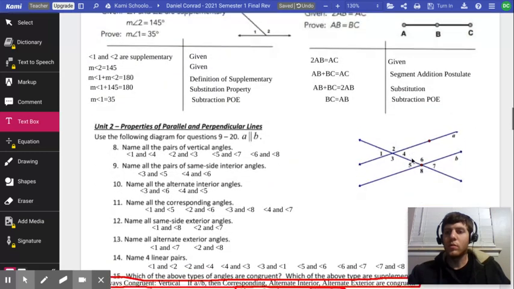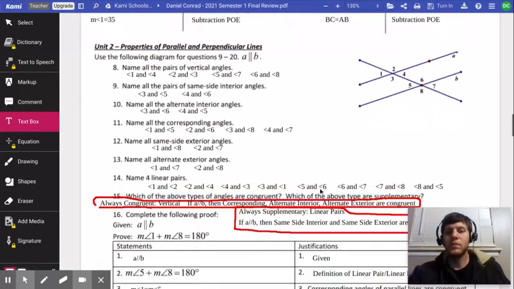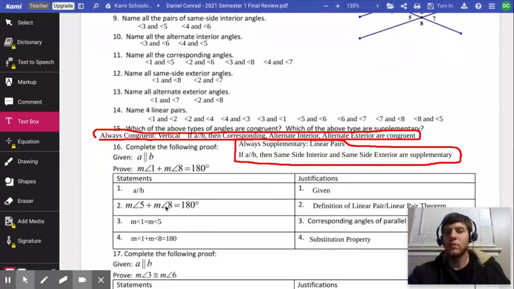Okay, so the lines are parallel, that's given. We know 5 and 8 are a linear pair, so they add up to 180. So the measure of angle 8 plus the measure of angle 5 equals 180. And then since the lines are parallel, 5 and 1, the corresponding angles are congruent. So we know the measure of angle 5 equals the measure of angle 1. So then we can substitute that into our first equation here, and we get the measure of angle 1 plus the measure of angle 8 equals 180.